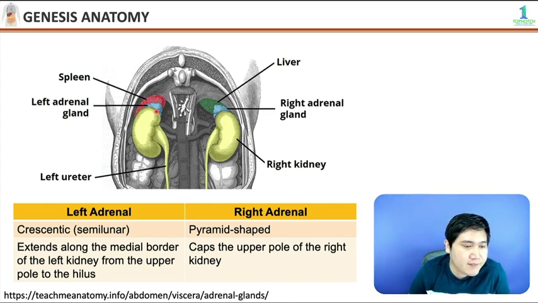Your left adrenal gland is crescentic or semilunar in shape and extends along the medial border of the left kidney, while your right adrenal gland is pyramidal in shape and located at the upper pole of the right kidney. Again, left adrenal crescentic, right adrenal pyramidal.